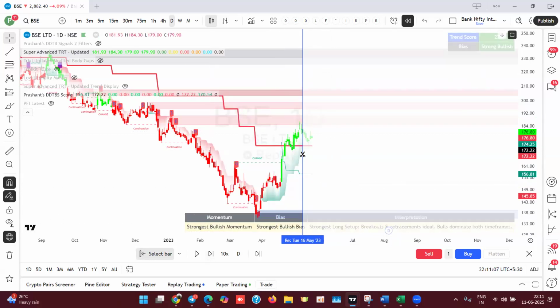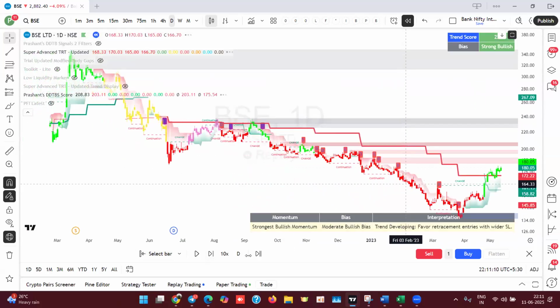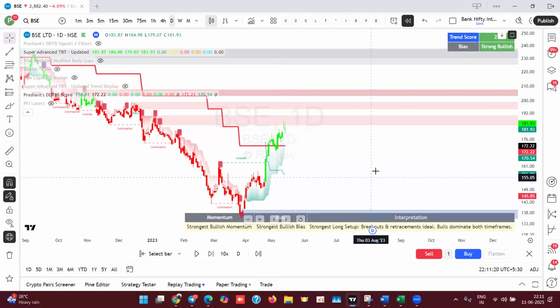There must be something which has changed. Let me check. Moderate bullish, strongest bullish, moderate bullish. So here strongest bullish bias. The step has come here, but it is a down step.